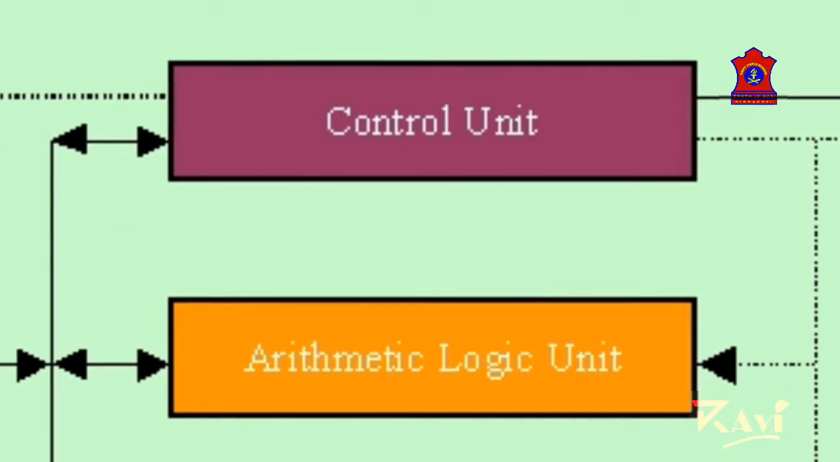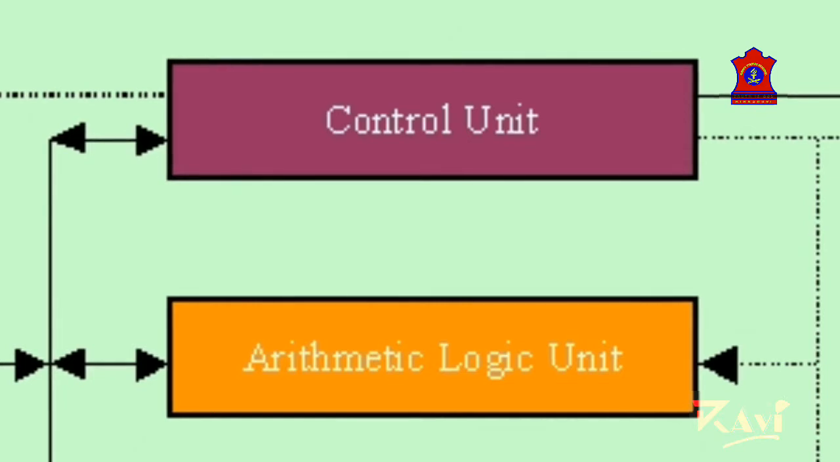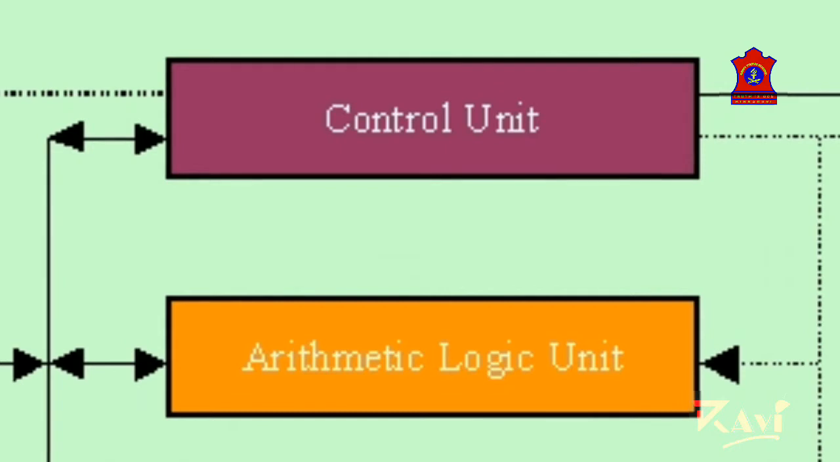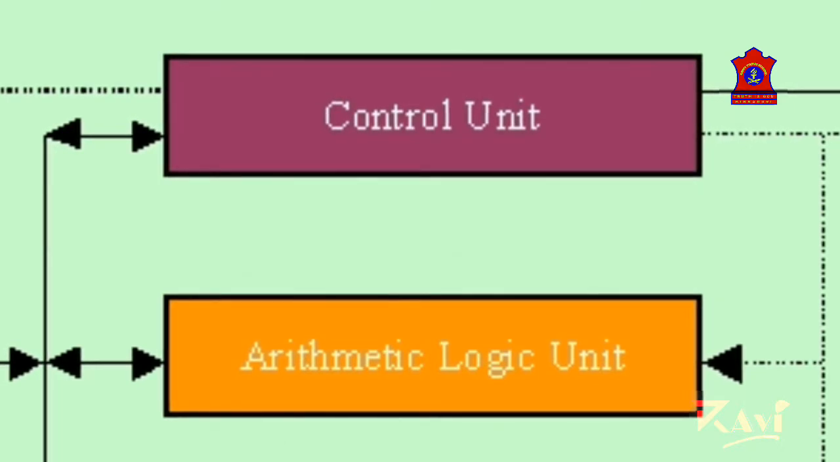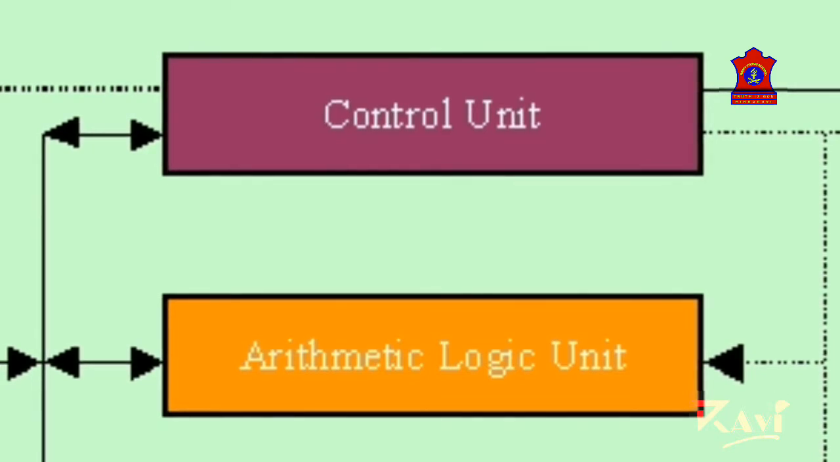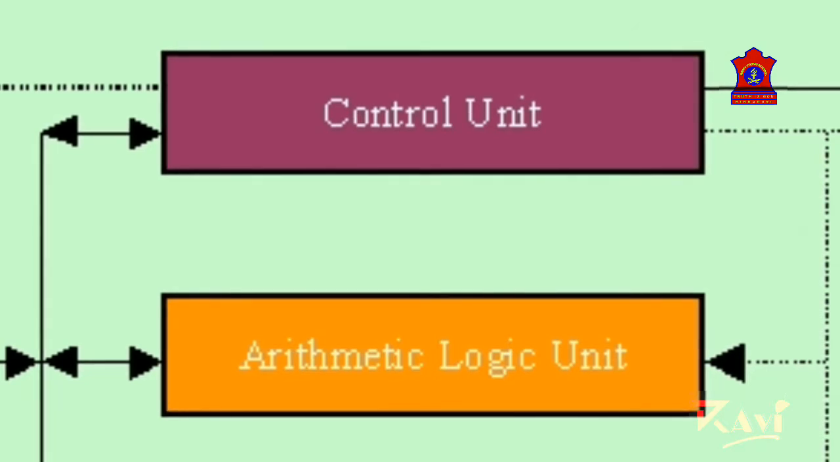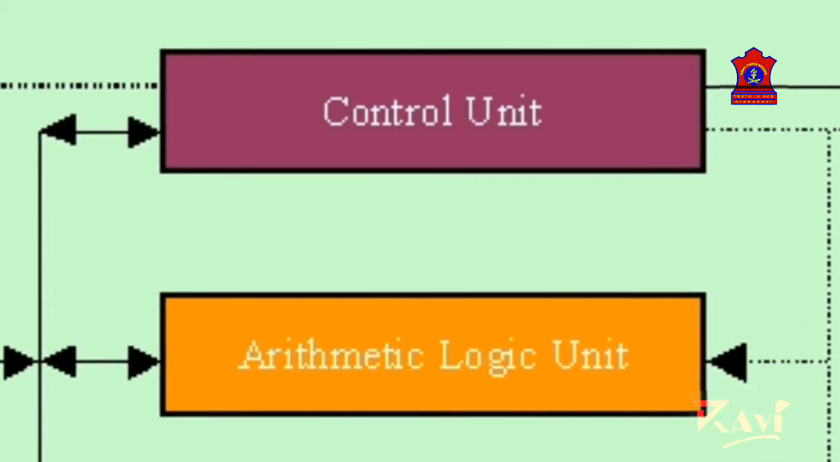Okay. Now ALU, arithmetic and logic unit. It is another part of CPU which performs arithmetical operations, that is addition, subtraction, multiplication and division. It compares operations like which is greater, smaller or equal to it. And it does the logical operations such as AND, OR and NOT.